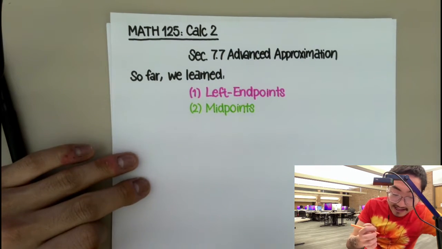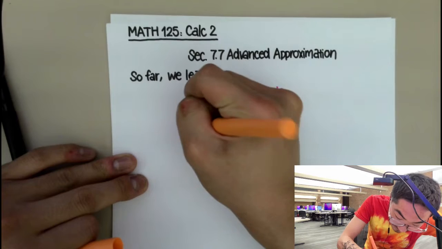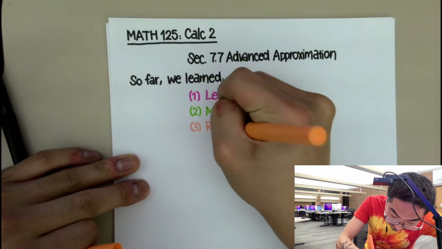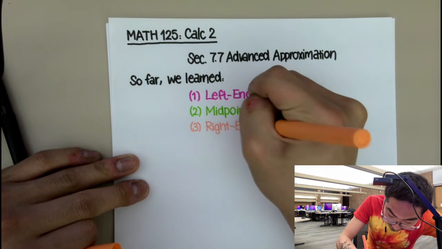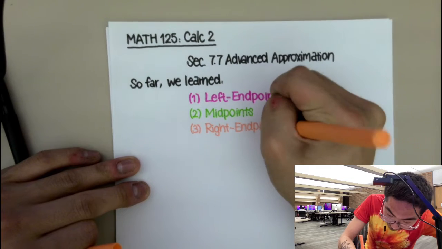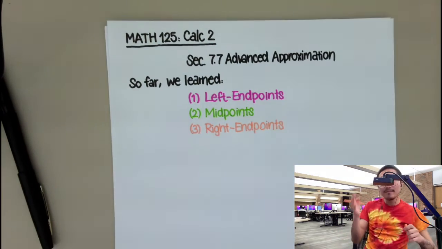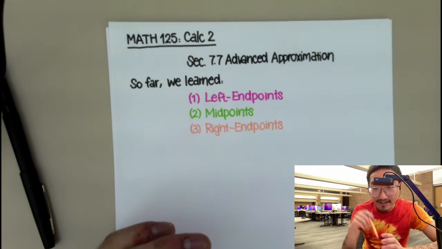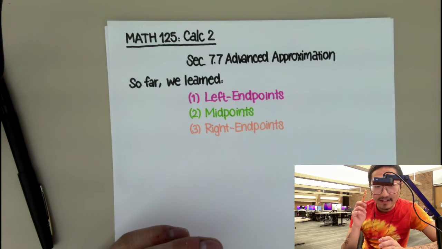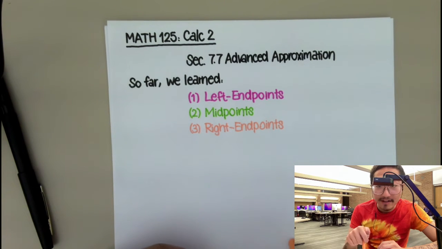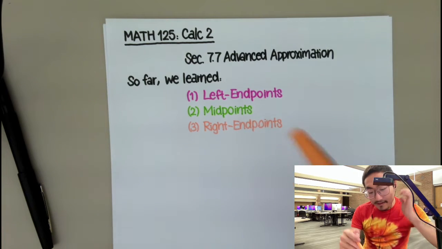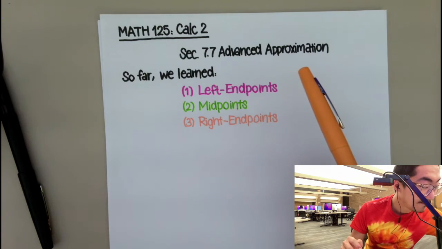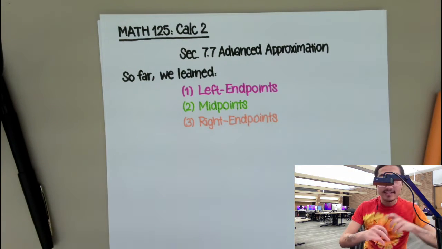Lastly, we have number three, known as the right endpoint. For the right endpoint, it is usually an overestimate for an increasing function, but an underestimate for a decreasing function. Those are also the basic techniques. We want to learn more advanced ones.